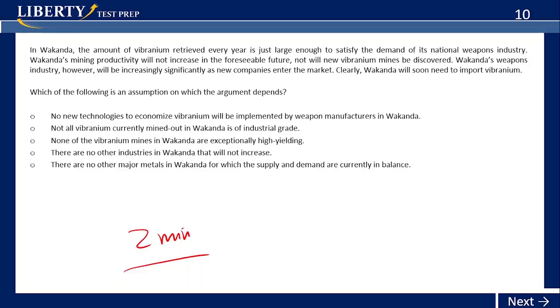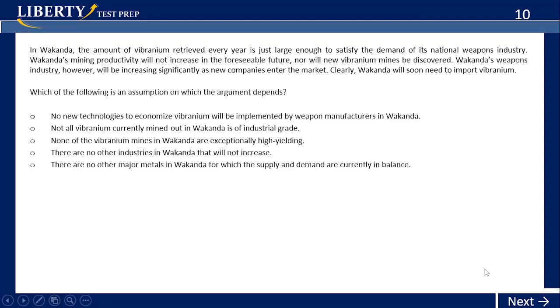It says, in Wakanda, the amount of vibranium retrieved every year is just large enough to satisfy the demand for its national weapons industry. Okay, so the Wakandians are doing something with weapons. Wakanda's mining productivity will not increase in the foreseeable future, nor will new vibranium mines be discovered. Wakanda's weapons industry, however, will be increasing significantly as new companies enter the market. Clearly, Wakanda will soon need to import vibranium.